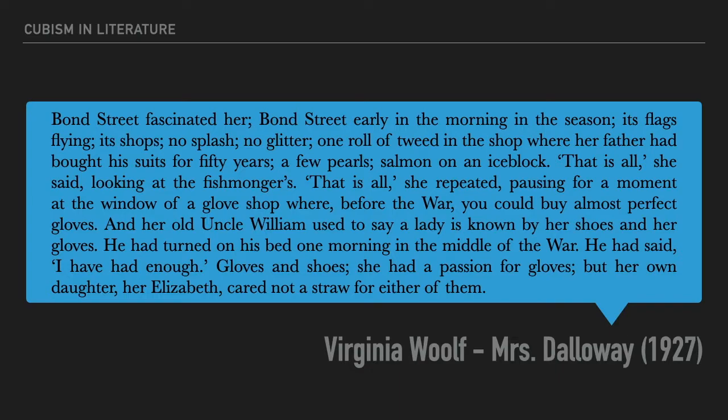Okay, this is all over the map. If you read the whole selection I've given you for the week, you'll know she's shopping. But instead of just looking at the street, you get a barrage of things: flags, shops, splash, glitter, tweed in a shop, salmon on an ice block, pearls, etc. Then you get a memory. Then you get something else. Then you get the fact that she likes gloves.